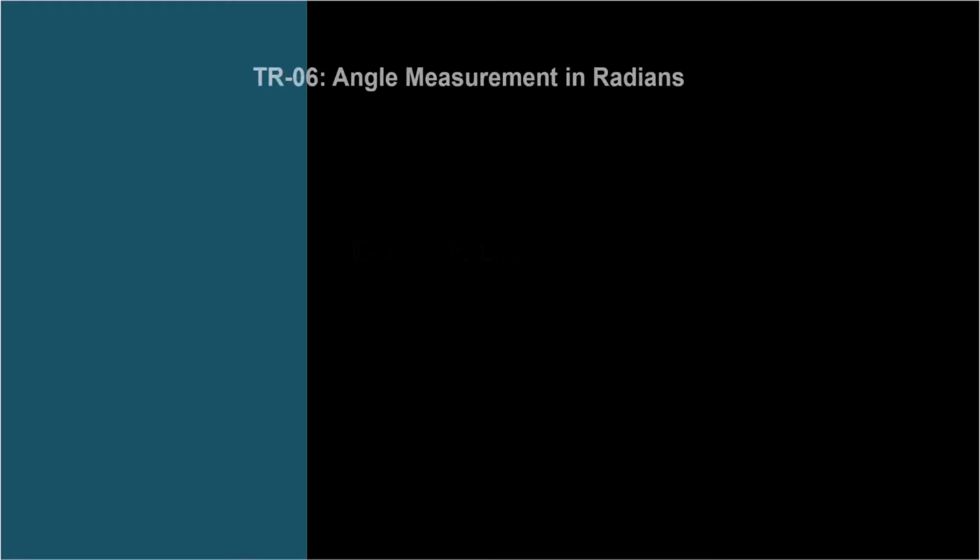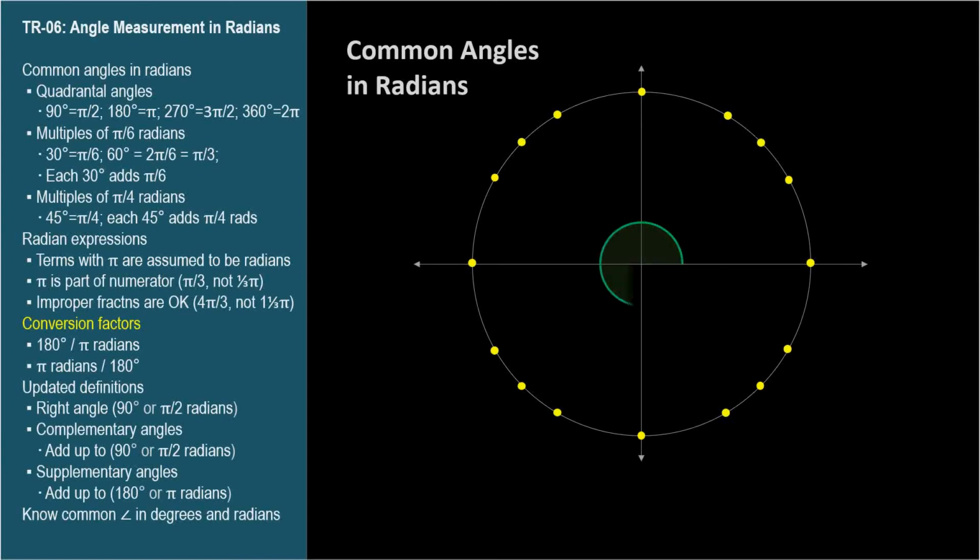In TR-05, we showed that all the way around the circle is 2 pi radians, meaning the full rotation angle is 2 pi radians. So halfway around must be pi radians. Half of that is pi over 2 radians, and the right angle, the same as a 90-degree angle.